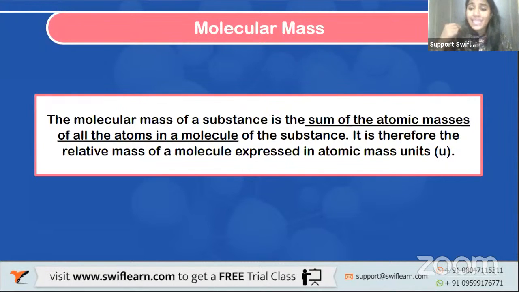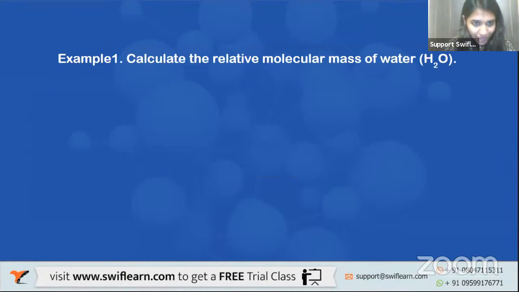Now, how do we express it? We express it as atomic mass unit, which is denoted by the small letter u. That is how you denote atomic or molecular mass. Clear? Moving ahead, let us try to find out the molecular mass of water. Molecular mass is what? Once again, try to recall: molecular mass is the sum of all the atomic masses of all the atoms that are present inside the molecule.